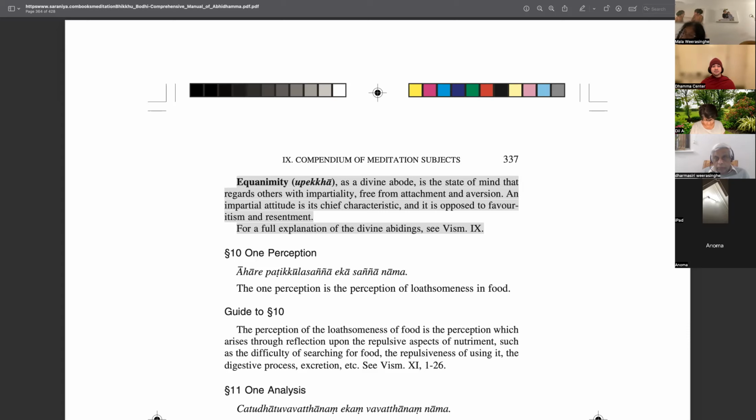Why should we look at the body with disgust? We have to respect the body, because without this body, we can't attain the path and fruit.